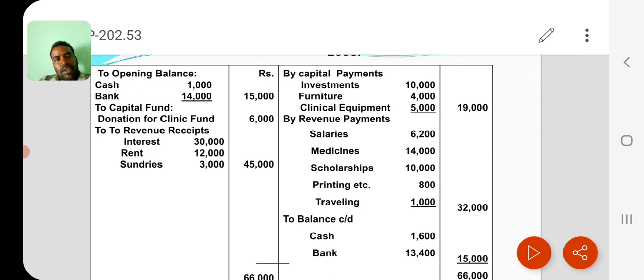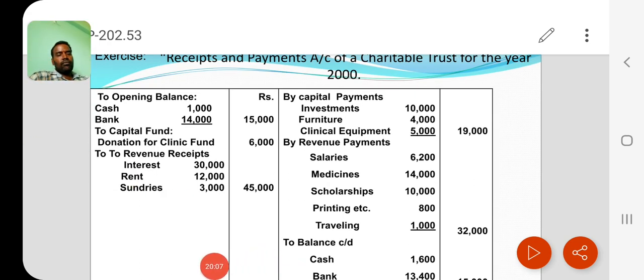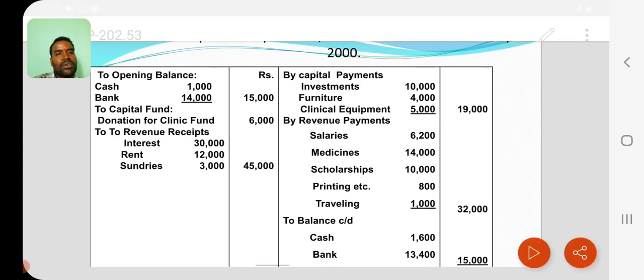Same case with the word loss in trading organizations. In case of non-trading we use the word deficit. Deficit means expenditure is higher than income, so it becomes a deficit. Indirectly it is called loss in trading organizations. Okay, like this you have to prepare the receipts and payments account, income and expenditure account, and current year balance sheet and closing balance sheet. Okay, thank you.